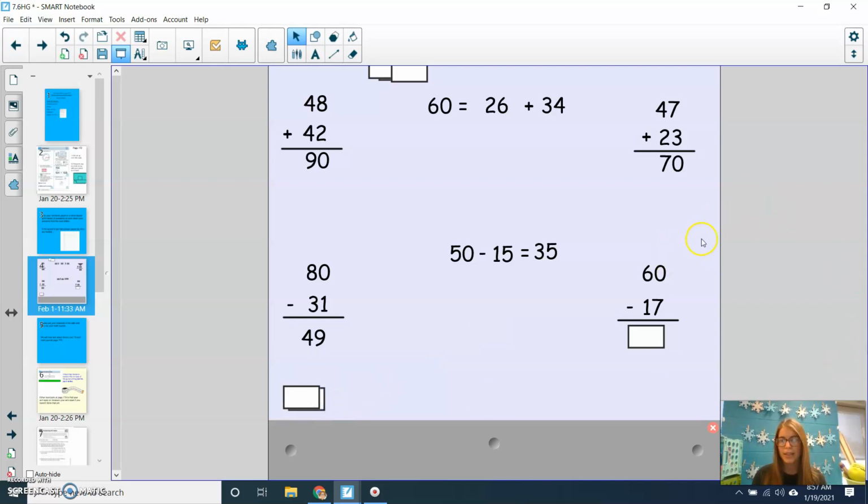And for my last one, I can think, well, 60 minus 10 would be 50. And then 50 minus 7 would bring me to 43. All right, we'll practice more with problems like this in future lessons.